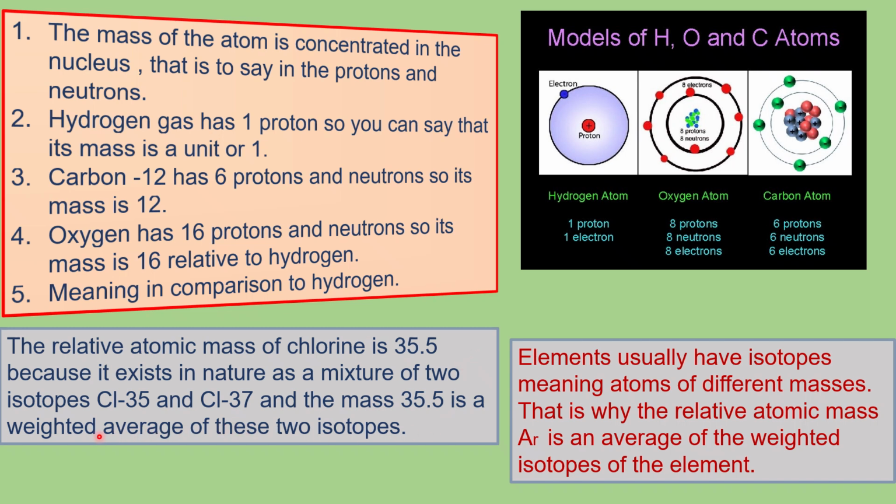So isotopes are atoms of the same element which have different mass numbers because they have different numbers of neutrons, and the average between chlorine 35 and chlorine 37 is 35.5 according to weight and how much of them is there in nature.